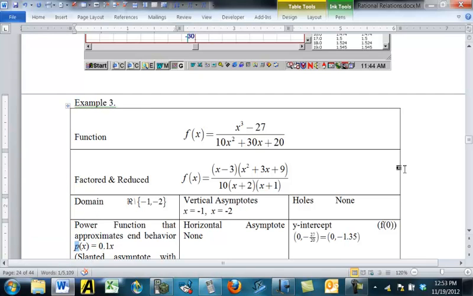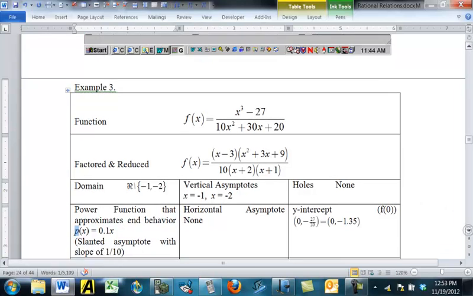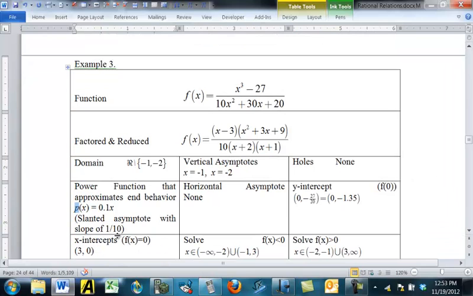Okay, they're not. So what this means is there's not going to be a horizontal asymptote, because this would have to be x to a negative power, which would give you the y equals 0, the x-axis is an asymptote, or you just get a constant here. But this does tell you that we're going to get a slanted asymptote with a slope of 1/10.